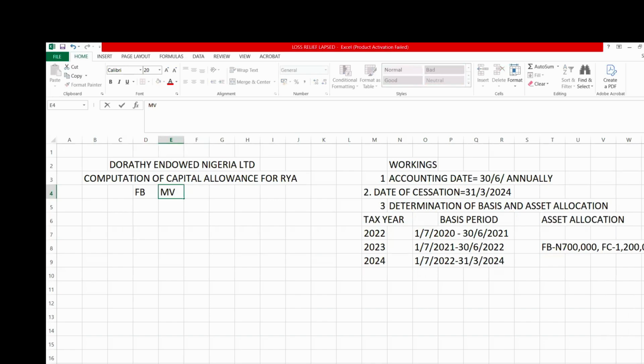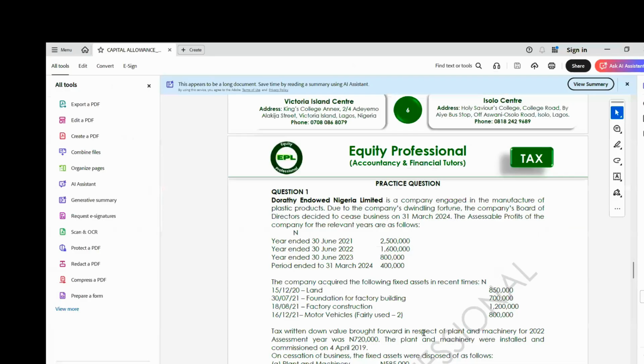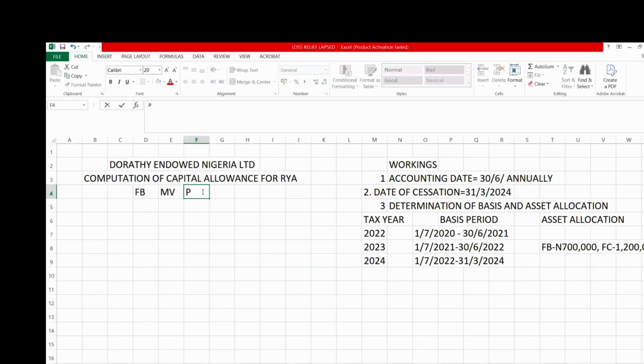Then, if you look at the question, the question made mention of what? Another category of asset. Let me go back to the question. Tax written down value brought forward in respect of plant and machinery. That means we also have what? Plant and machinery. So we have three categories of assets as far as this particular company is concerned. So we have plant and machinery.